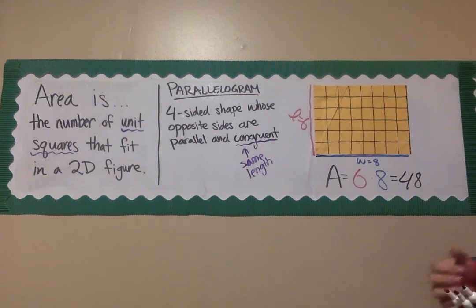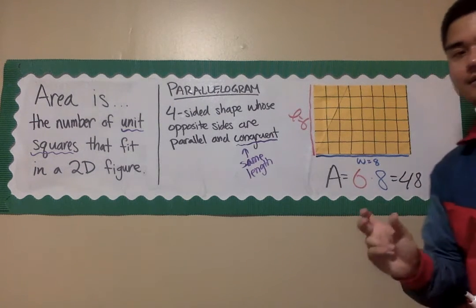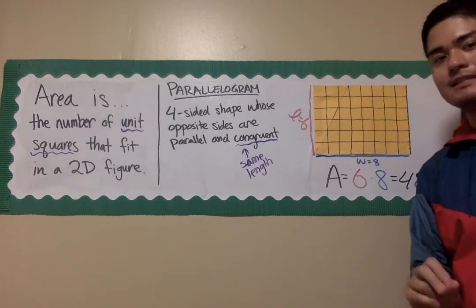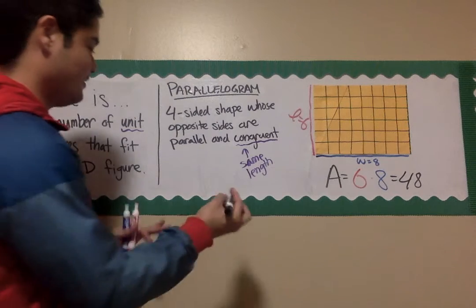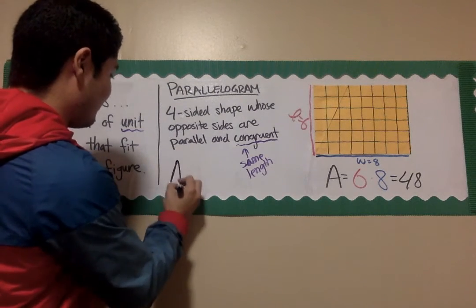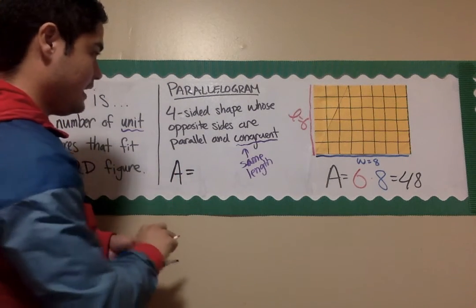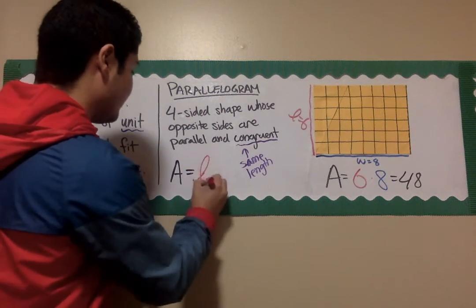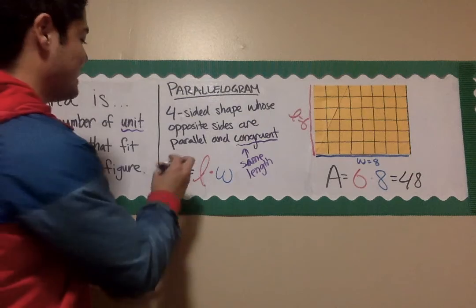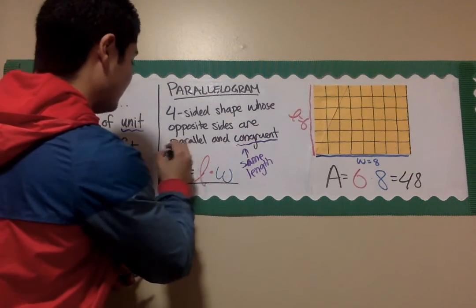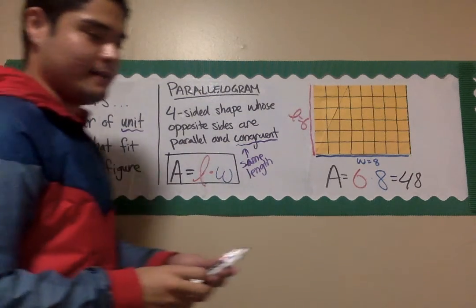And because of that special property, the area of a parallelogram is the same thing as the area of a rectangle. I did not leave myself space, but the area of a parallelogram is the length times the width, or base times height. It's the same thing. Length times width, or base times height.